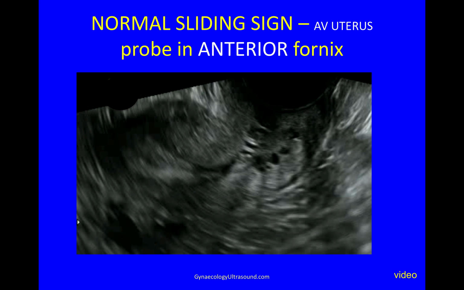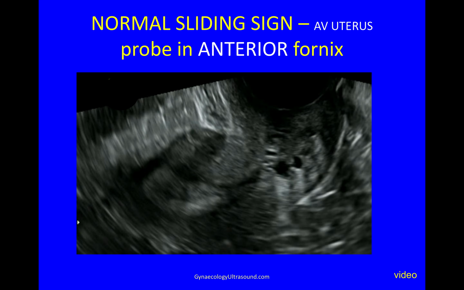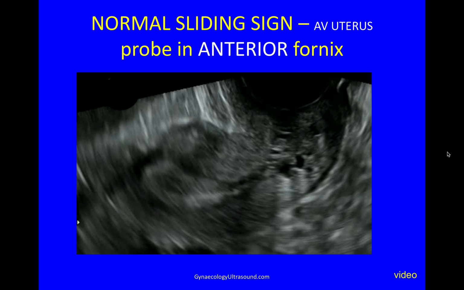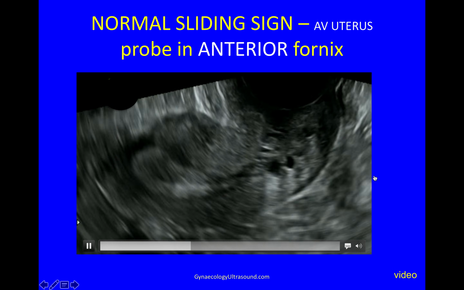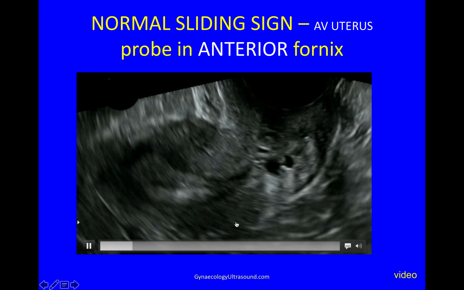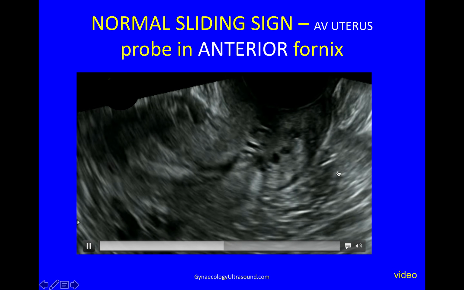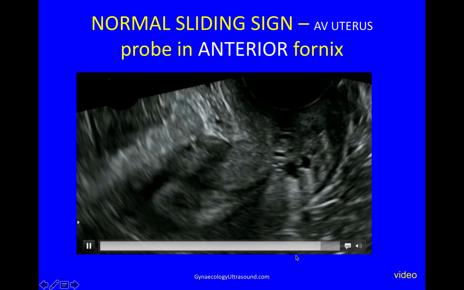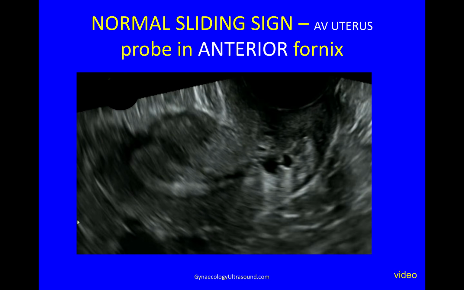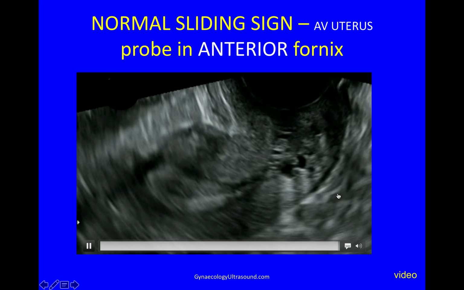So we'll do some examples. This is an anteverted uterus with the probe in the anterior fornix, and this is a lovely sliding sign. You can see here, this is all bowel, and it moves beautifully against the back of the uterus there, back of the cervix. You can see almost bowels going one way, uterus in the other. You don't want the whole thing to move together. That's not a sliding sign. These have to be moving against one another.